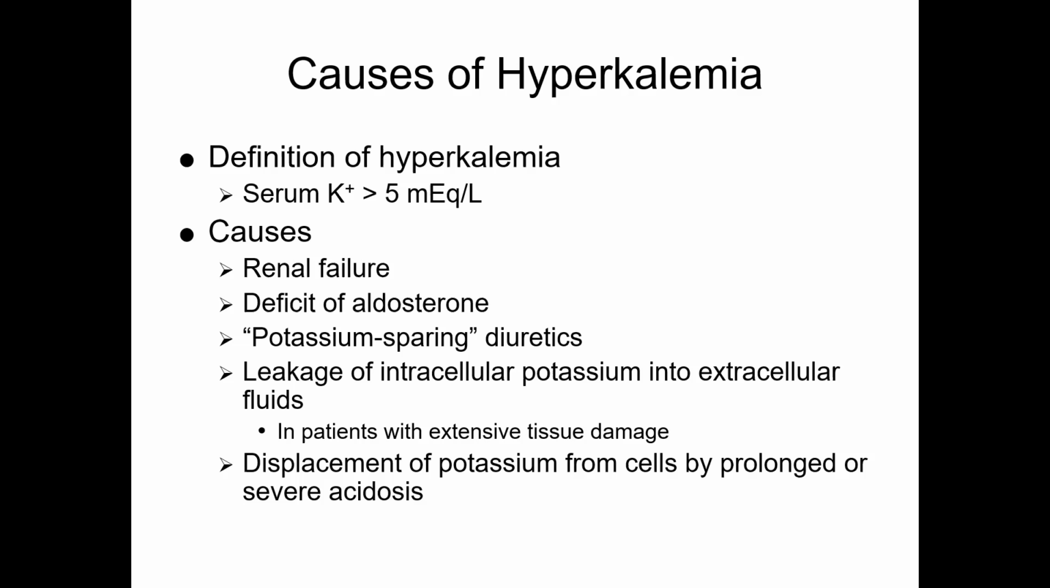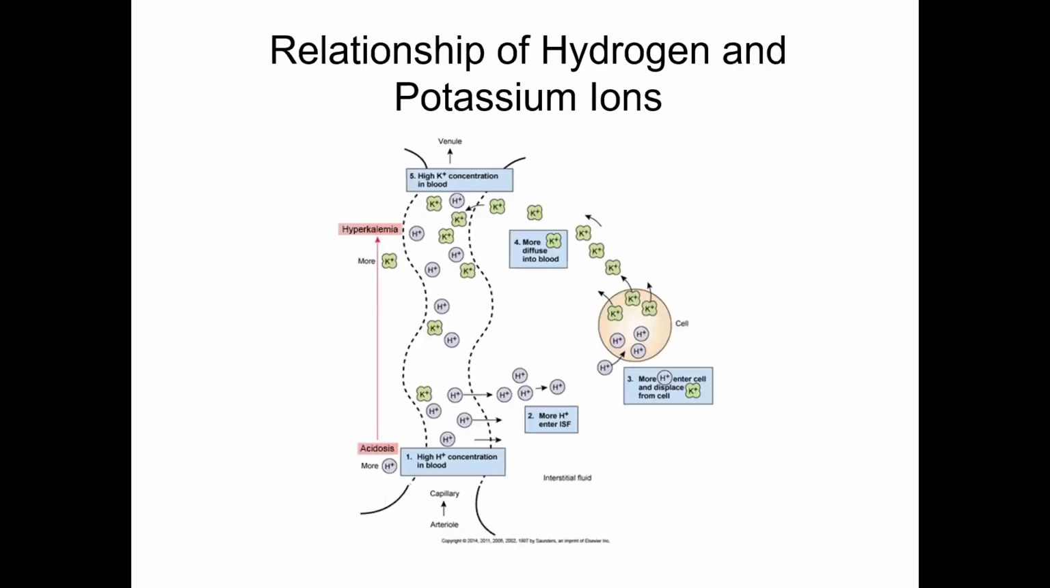Leakage of intracellular potassium into the extracellular fluid. So we see this with anybody with extensive tissue damage. So any sort of crush injury, like something heavy falls on them, or any kind of extensive burns. And then displacement of potassium from the cells by prolonged or severe acidosis.